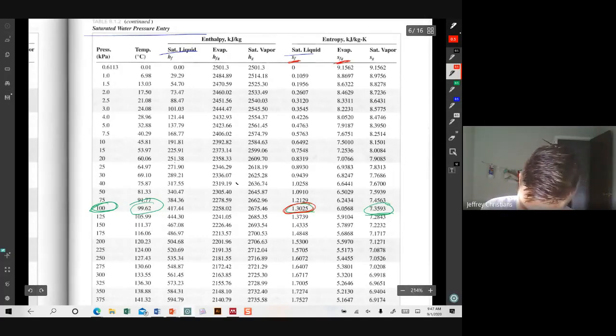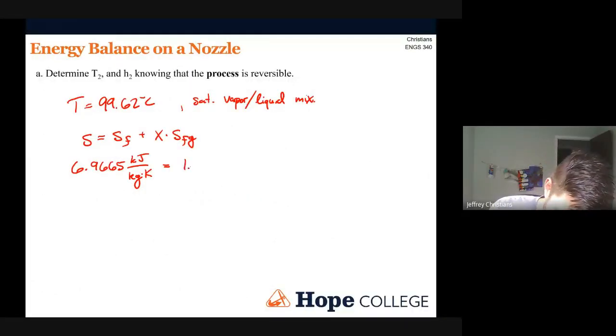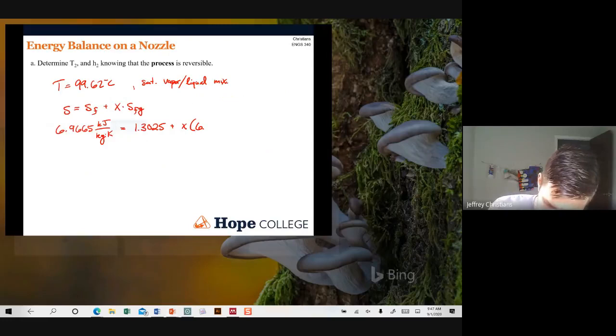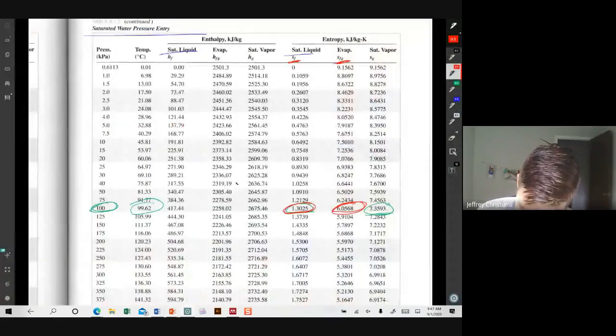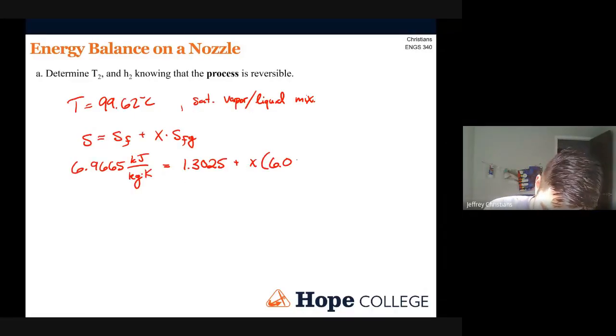This column here in the middle is SFG, so we're going to use these two numbers. 1.3025 plus X times 6.0568. Okay, and if we go through this and we solve for quality, we would get that the quality equals 0.9351.